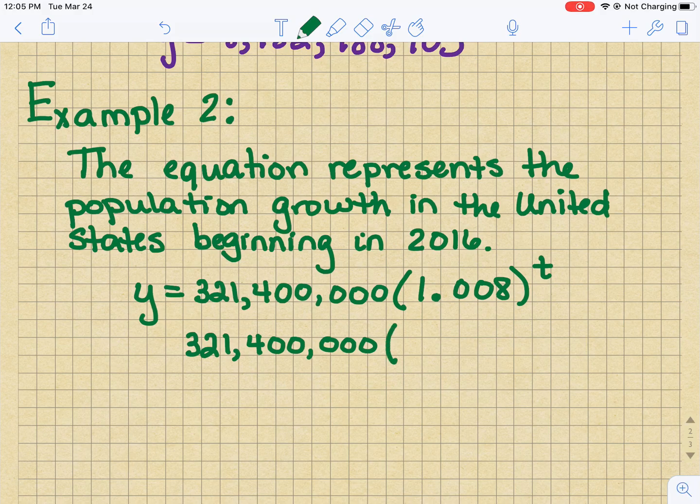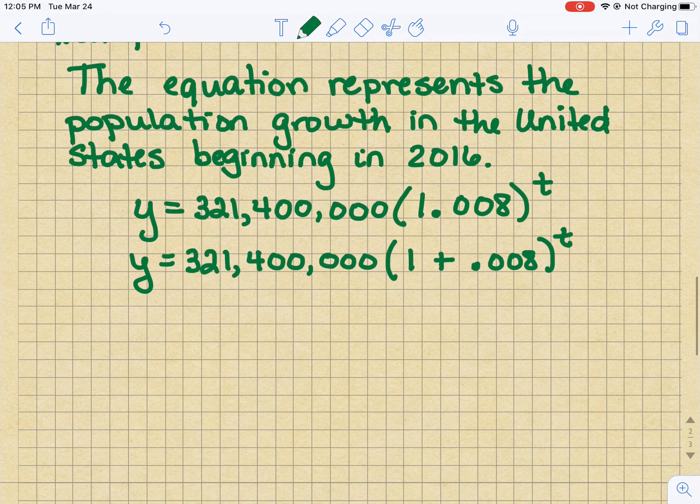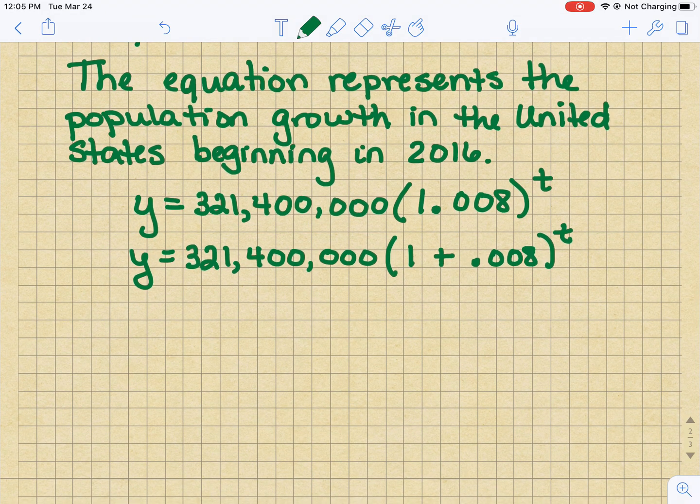321,400,000 times (1 + 0.008)^t. Now, if you see this in other places, you won't often see the 1 plus, but you have to understand that the 1 is added because we have to add in the original population to the new population. Okay? So let's ask some questions here.